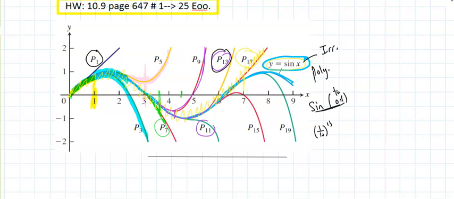Iterations vary drastically. Alright, so that's the end of 10.9. If it wasn't online, I would have probably done more, but we are limited.